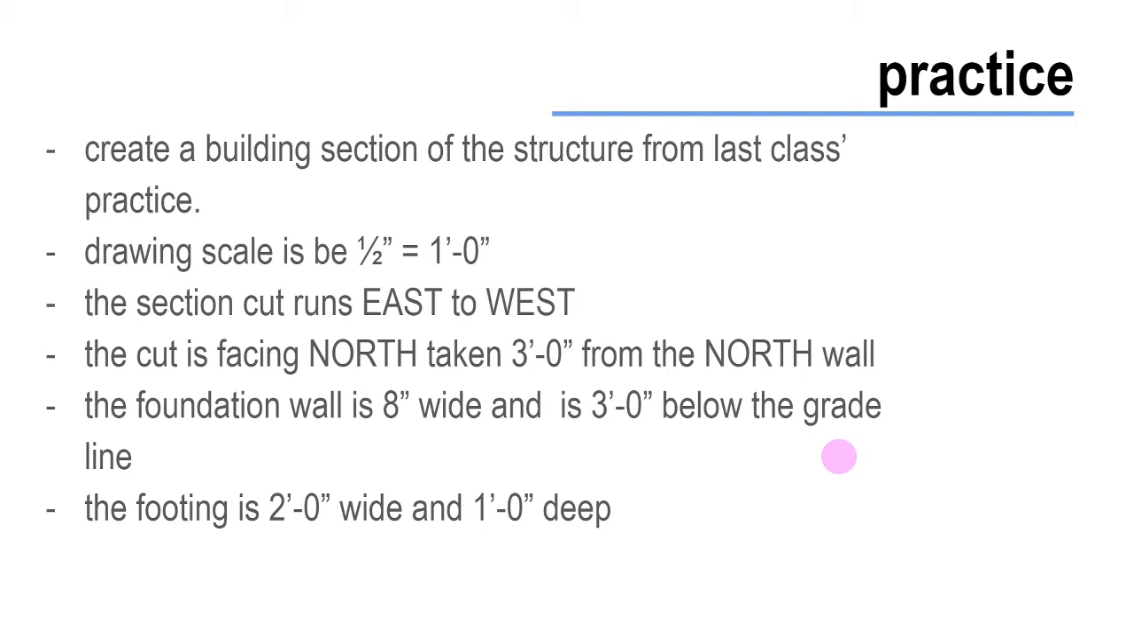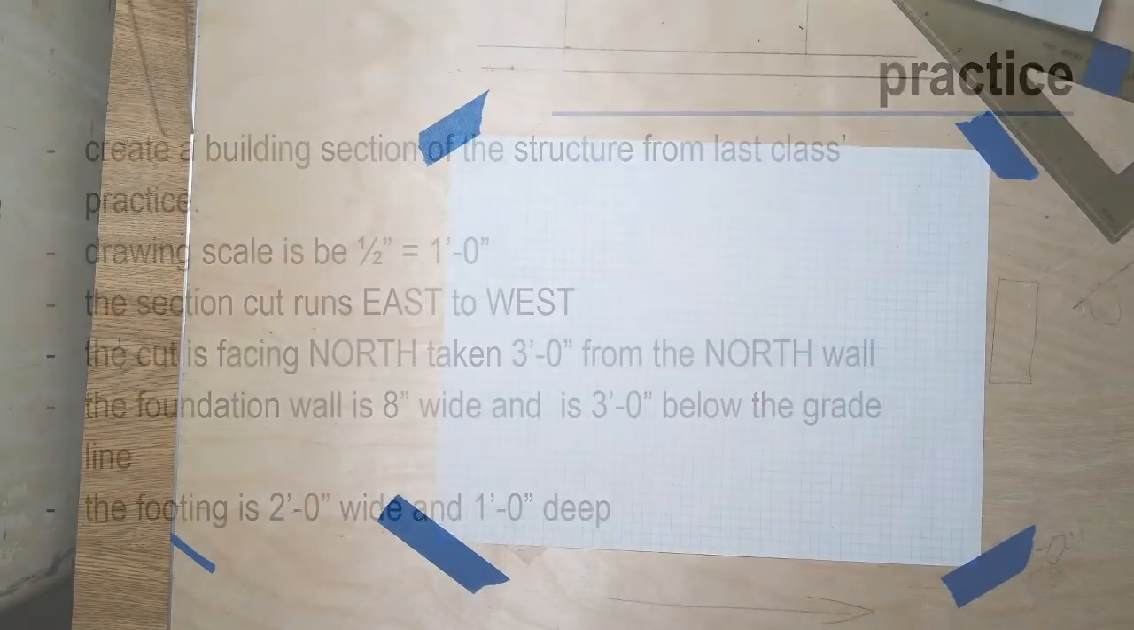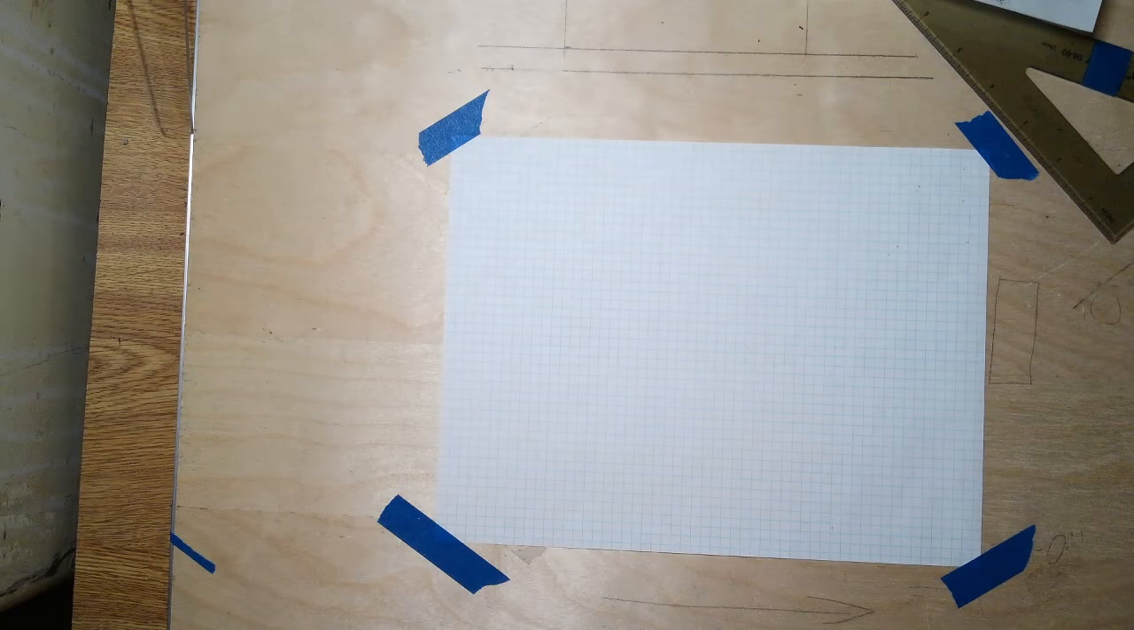Included also is some information about our foundation and footing, because that's going to be visible in our section view. And so we're going to have an 8-inch wide foundation wall. Keep in mind our walls are 6 inches wide, so our foundation wall is a little bit thicker, and is going to run 3 feet below our grade line. And our footing is going to be 2 feet wide and 1 foot deep. And so, let's now put that into practice.